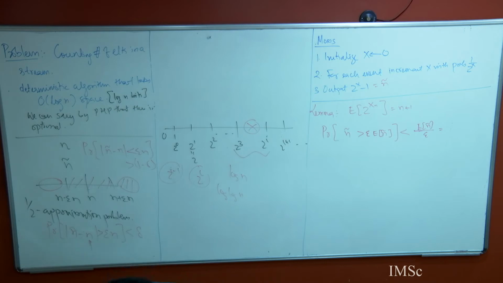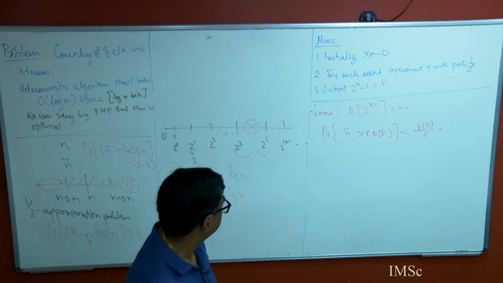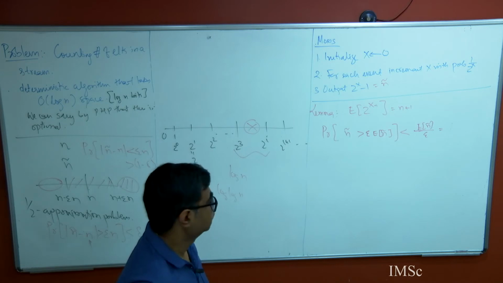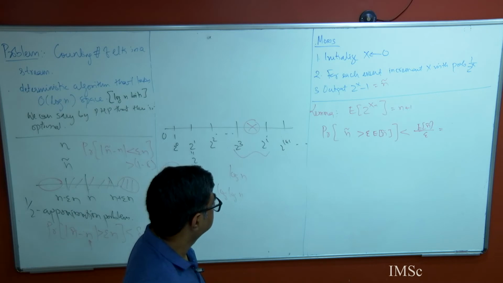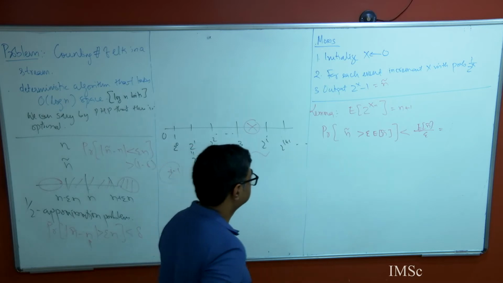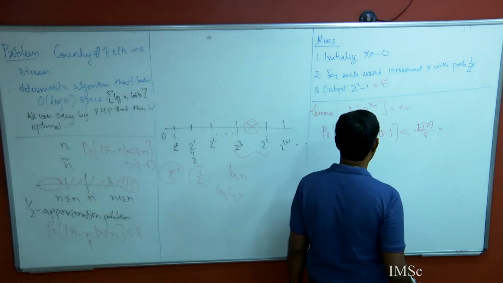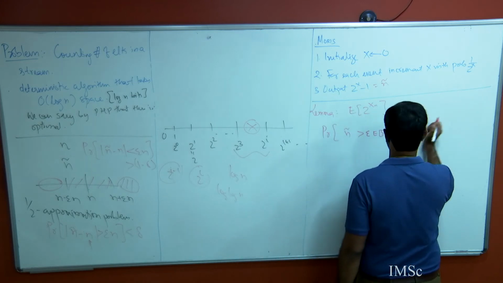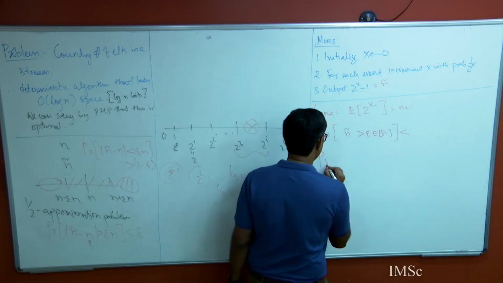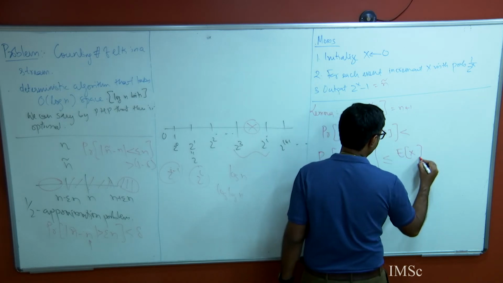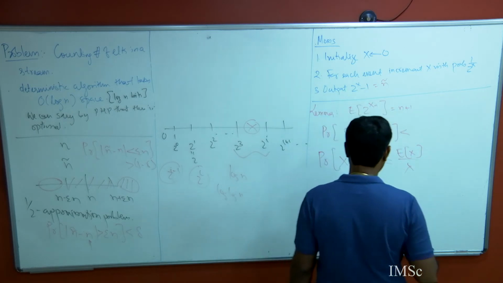Forgot what Markov is. The probability of X greater than a is at most the expectation of X by a, so the whole thing will be in the denominator. The probability that X is greater than lambda is less than or equal to the expectation of X by lambda. Fine.